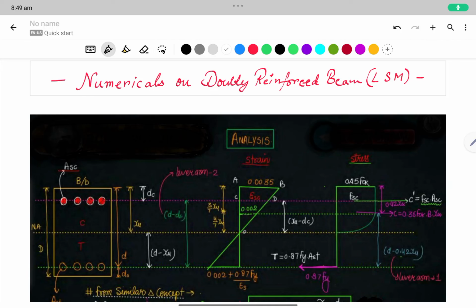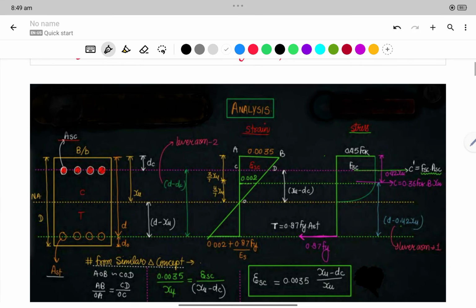Okay, welcome all. So today to another lesson that will be on the numerical of doubly reinforced beam. First we will see some little bit of concepts that are required for the numericals, and then we will start our problem solving session.